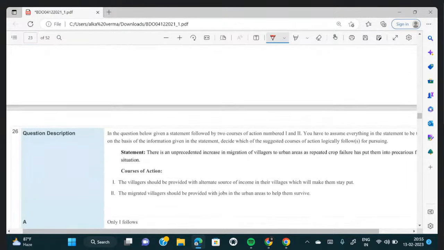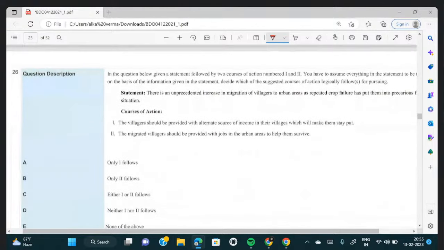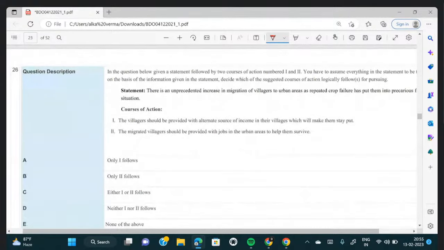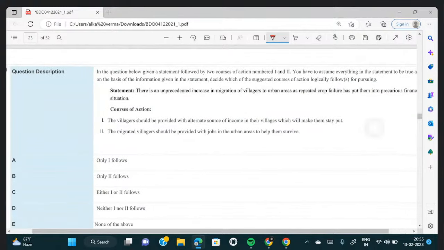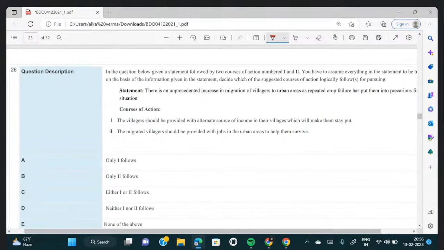Question number 26. There is unprecedented increase in migration of villagers to urban areas as repeated crop failure has put them into precarious financial situation. Now, what can be the following actions we can do? The villagers should be provided with alternate source of income in their villages, which will make them stay put, or the migrated villagers should be provided with jobs in the urban areas to help them survive.